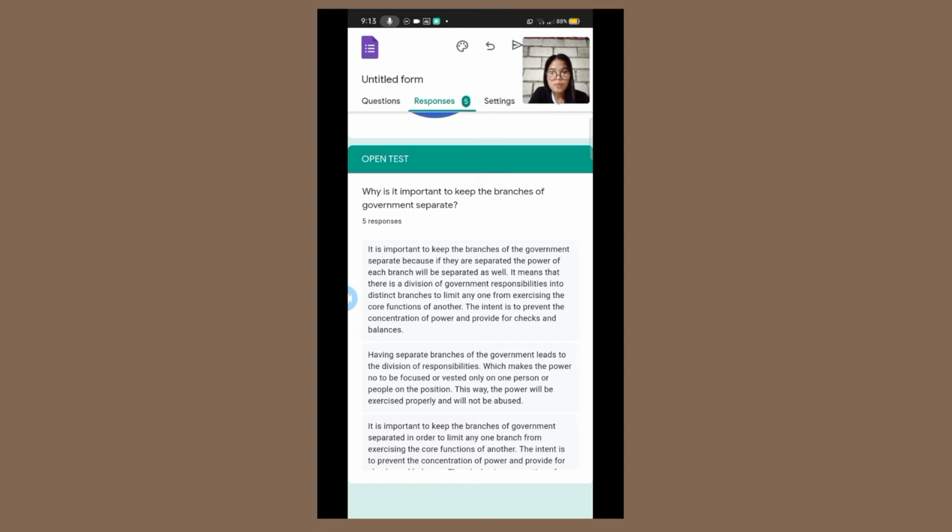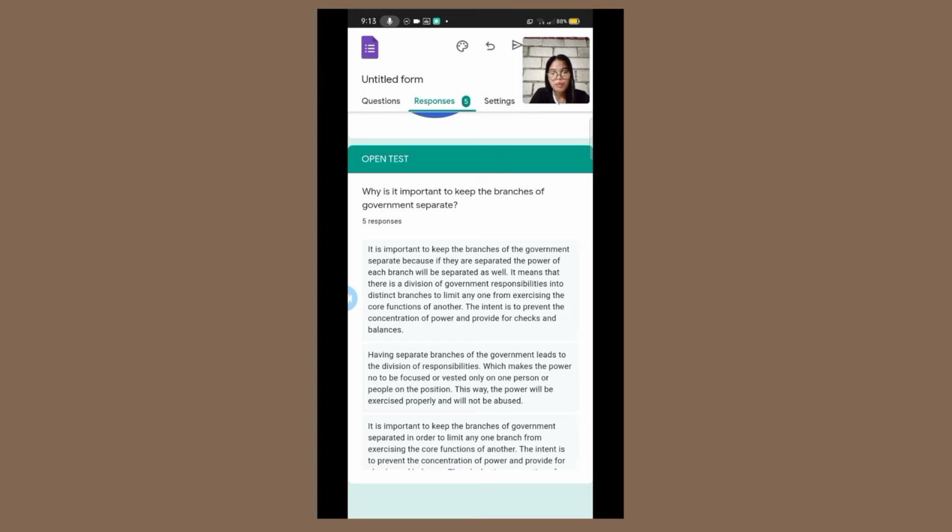The first response is, it is important to keep the branches of government separate because if they are separated, the power of each branch will be separated as well. It means that there is a division of government responsibilities into the distinct branches to limit anyone from exercising the core functions of another. The intent is to prevent the concentration of power and provide for checks and balances.